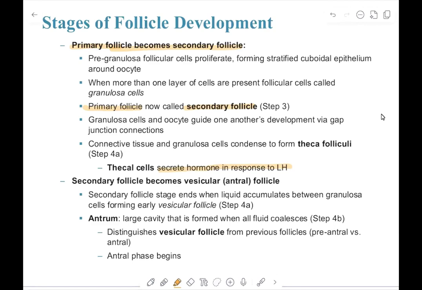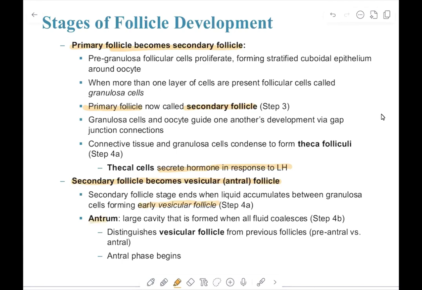So I had mentioned earlier that those cells have a paracrine effect. If you recall back to the endocrine system, you learned that a paracrine affects a neighboring cell, kind of almost like a parallel cell. So it's like a hormone, but it just acts locally. The secondary follicle then is going to become a vesicular or antral follicle. And that secondary follicle ends when liquid accumulates between the granulosa cells, forming the early vesicular follicle.